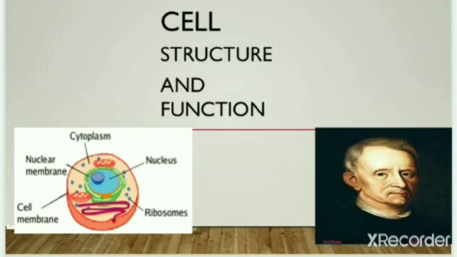So on the left side of the screen you all can see a picture. This is the basic structure of a cell, and on the right side of the screen is the picture of a person. This person is Robert Hooke, the man who first saw the cell. So I think you all are ready to start with this interesting chapter.